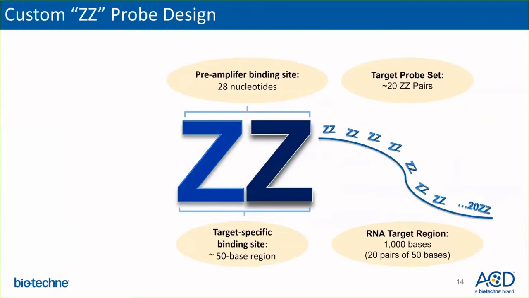A standard RNAscope probe for a target sequence of about 1,000 bases or more consists of about 20 ZZ pairs pooled together that are designed to hybridize next to each other along a target region. This allows for a tremendous amount of amplification and signal potential. However, only a few ZZ pairs are needed to bind to the target RNA sequence to generate enough signal for molecular detection.